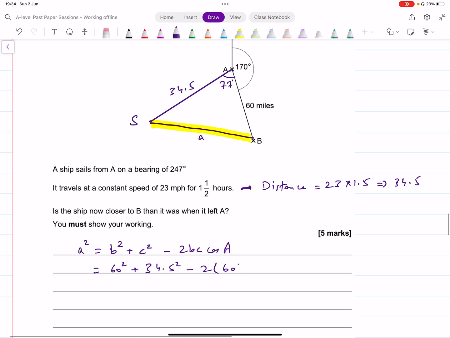Minus 2 into 60 into 34.5 into cos of the angle. The angle is this angle, opposite to this side, that is 77 degrees. And that's going to give you the value for A squared. Let's see what that is. 60 squared plus 34.5 squared minus 2 into 60 into 34.5 into cos of 77.